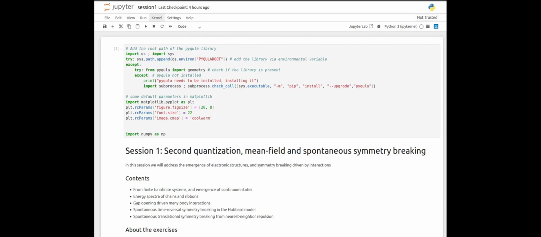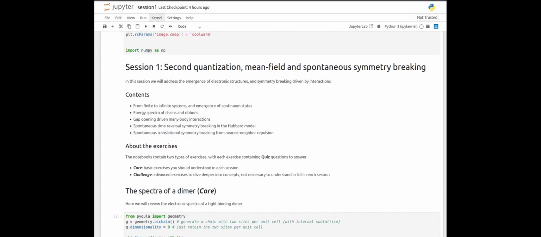And so we are going to start with the first session that is focused on second quantization, mean field, and spontaneous symmetry breaking. The contents of this exercise session are very much what was discussed in the recording of the lecture. As a practicality, let me remind you that there will be two different types of exercises in this Jupyter notebook. There are the core exercises, which are the most basic, and it's very good that you understand these in every single notebook.